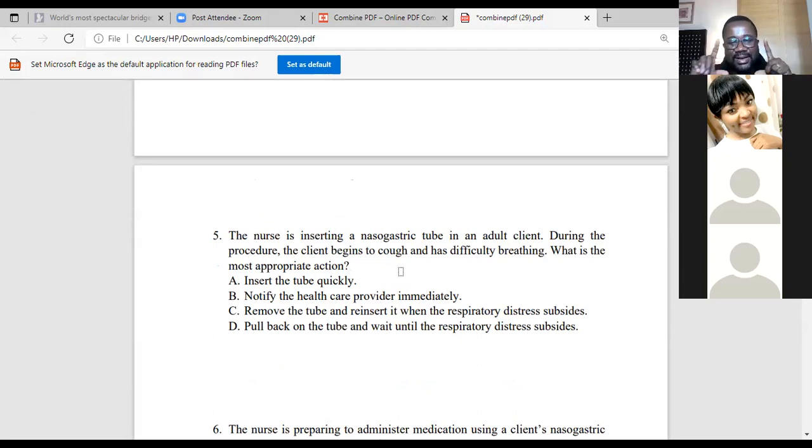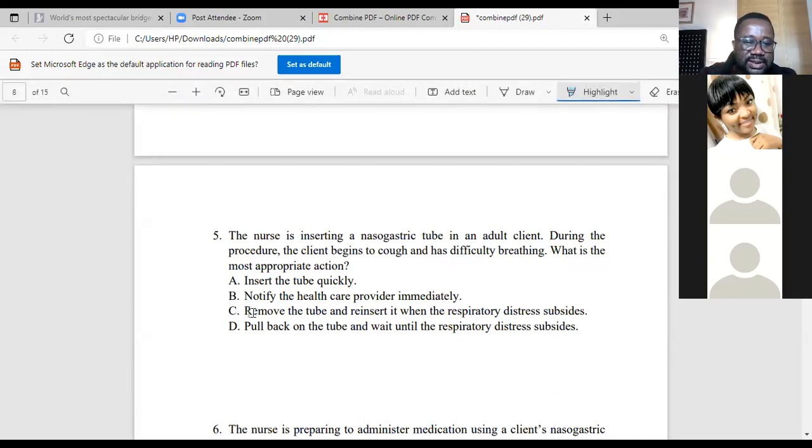When I was explaining, I said something about the respiratory status when you are inserting. At one point, the patient coughs. What do you do? You have to pull a little bit back, let the respiratory stress subside, and then you can continue inserting. Let's go. A says insert it too quickly. No, you don't do that.